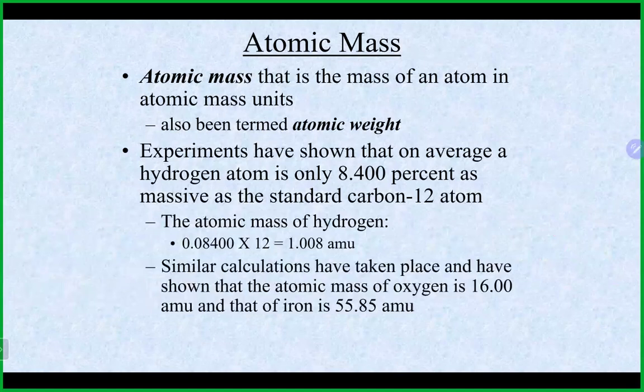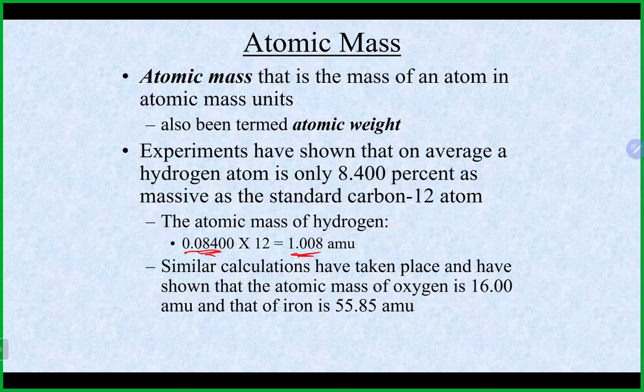So for example, experiments have shown that hydrogen on average is only about 8.4% as big as the carbon-12 isotope. So they do a little calculation like this. That's 8.4% converted into a decimal, right? Divide by 100 or move the decimal place 2 places to the left. And we get something like, again, 1.008.